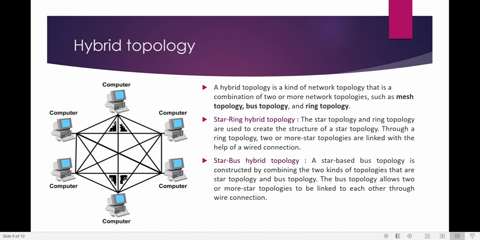Another topology could be, say, star-bus hybrid topology. Now, a star-bus topology is constructed by combining two kinds of topologies, so that one of them will be star topology and the other will be bus topology. So, bus topology will allow two or more star topologies to be linked to each other through a wire connection. So, that is known as a hybrid topology.